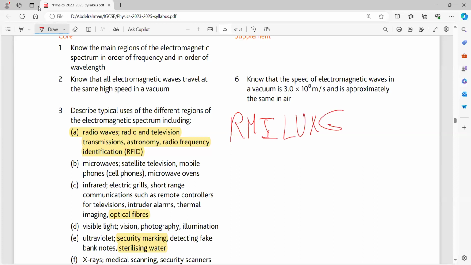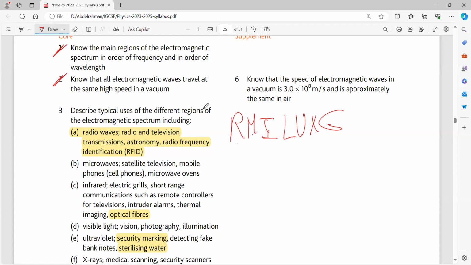Looks great. RMILUXG: radio, microwaves, infrared, visible light, ultraviolet, X-rays, and gamma rays. They are all electromagnetic waves. Electromagnetic waves means that they can travel in a vacuum. Okay, they can all travel in a vacuum.